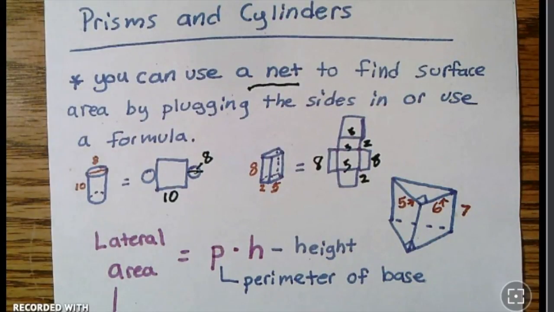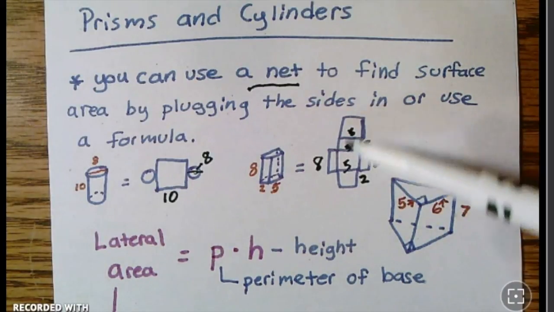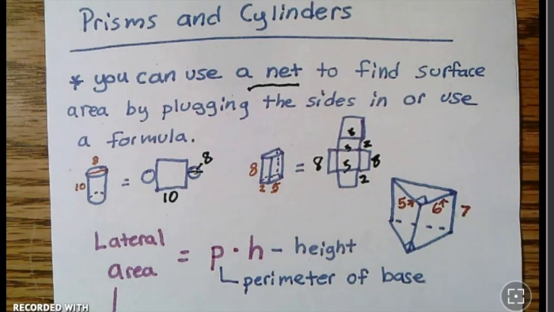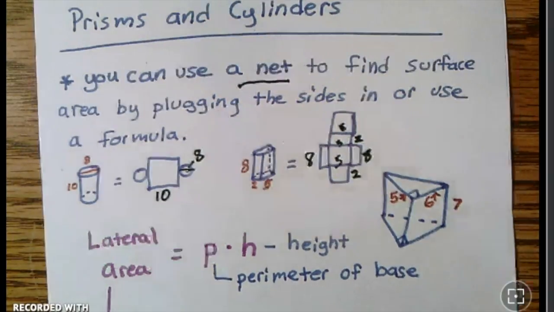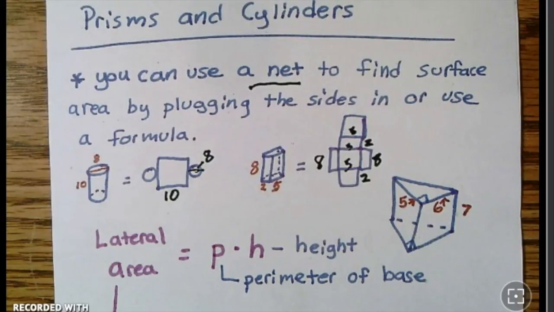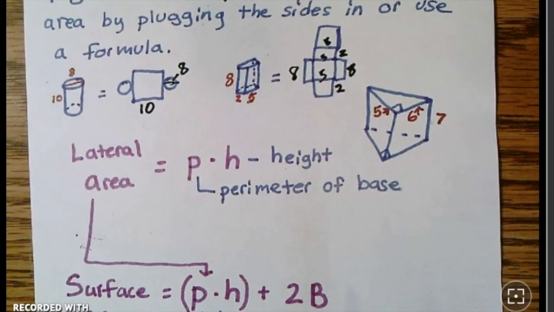So I just talked for over 2 minutes about these nets, and if you gained anything from it, you probably gained that it sounds like it's a lot to keep track of. The benefit to the net is that you can really track the sides, and it's very, very visual. But to be totally frank, I think in 7th and 8th grade, you're going to find that you prefer to use the formula. So let's talk about how to do it with a formula.